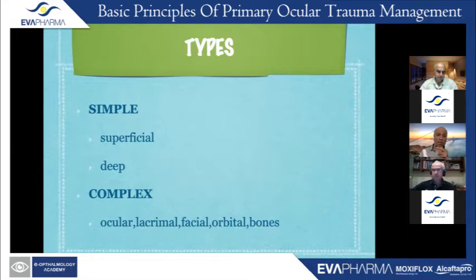The other group of lid injuries is complex lid injuries, which is accompanied with ocular injuries, for example, ruptured globe or hyphema or corneal wounds, any ocular injuries, or even lacrimal injuries affecting the canaliculi, the sac, lacrimal gland in some cases. Is it associated with facial injuries, orbital bones?